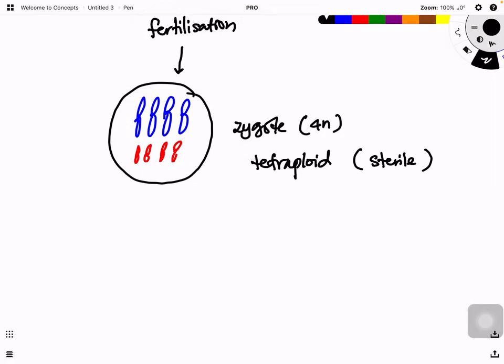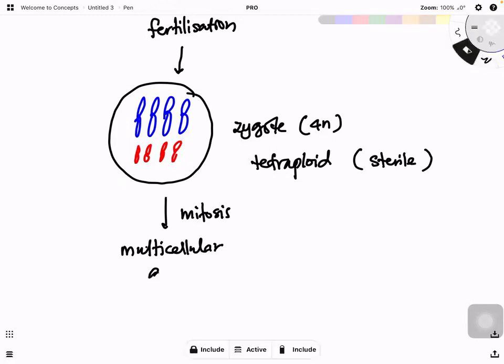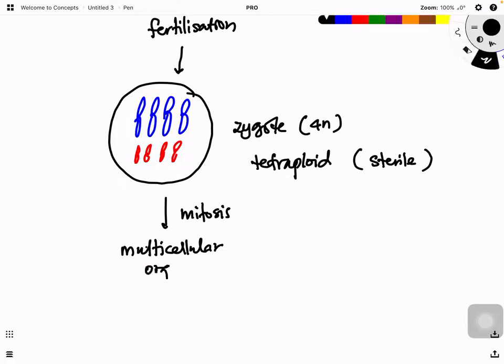Are you clear? So they are sterile, but in a plant, no problem, they can still grow by asexual reproduction. It means there is no problem carrying out mitosis so that they get into a multicellular organism or multicellular plant. For plants, it is even better, because they can carry out asexual reproduction. So tetraploids normally can survive because mitosis does not involve pairing.